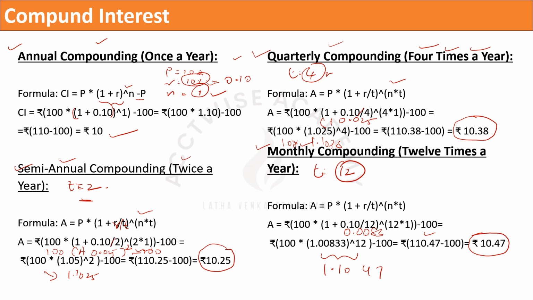You can see how the interest changes. For 1 year, it is 10 rupees; twice a year it is 10.25; 4 times a year it is 10.38; and 12 times a year, that is monthly compounding, it is 10.47.